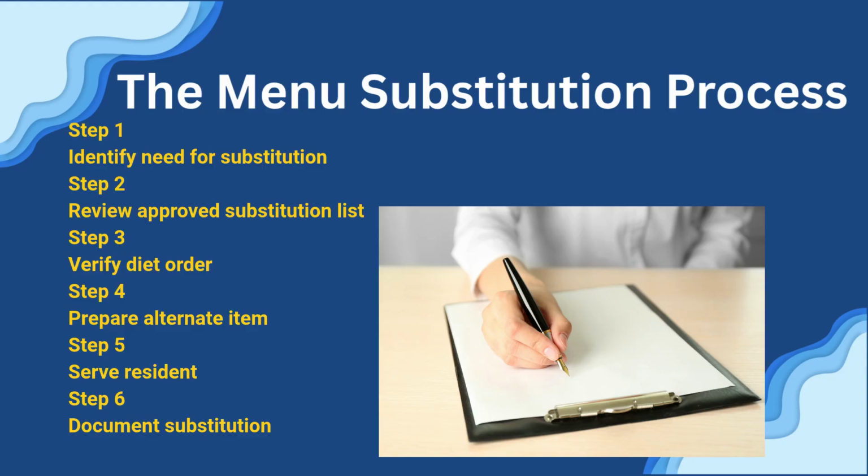The menu substitution process begins by identifying the need for a substitution, such as a resident refusing a meal, a menu item being unavailable, or a food item becoming unsafe to serve. Staff should then review the facility's approved substitution list or consult the registered dietitian if needed.